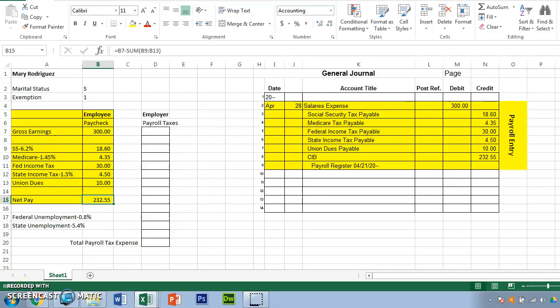Chapter 13, Objective 2, Calculate Employer's Payroll Taxes. And then we're going to actually journalize the payroll tax entry. So in Objective 1, you actually journalized the payroll entry.